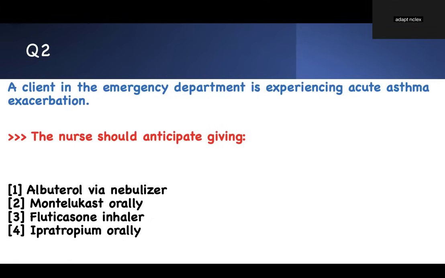Albuterol, Montelukast, Fluticasone, Ipratropium. Ipratropium orally takes some time to work. Albuterol by nebulizer goes to the airway right away. Montelukast is very good. Fluticasone is also good. They all will work. Montelukast is long acting. Albuterol is short acting. Ipratropium is also short acting, but giving it orally is going to take a long time. What is the medication? I know you know it.